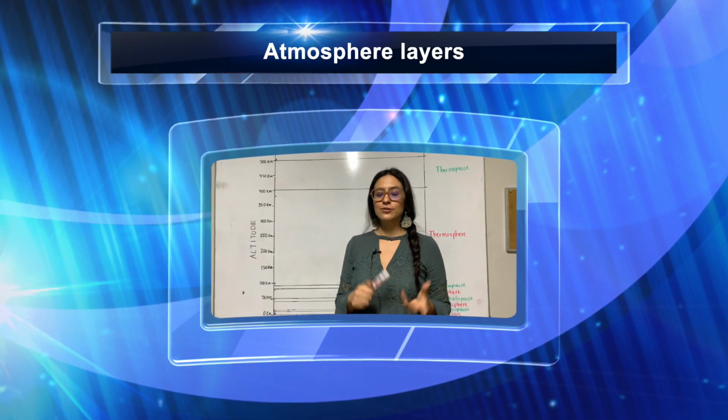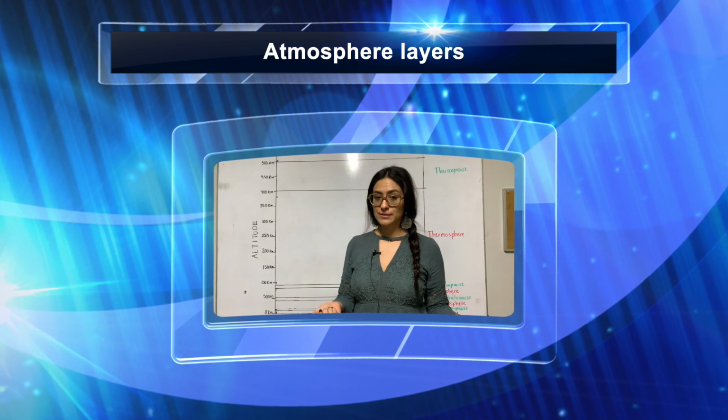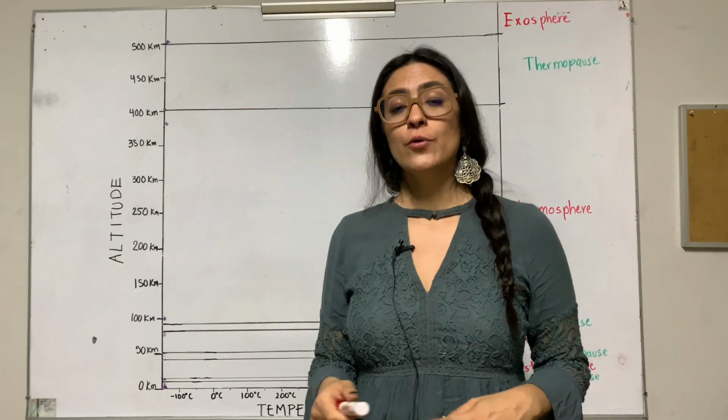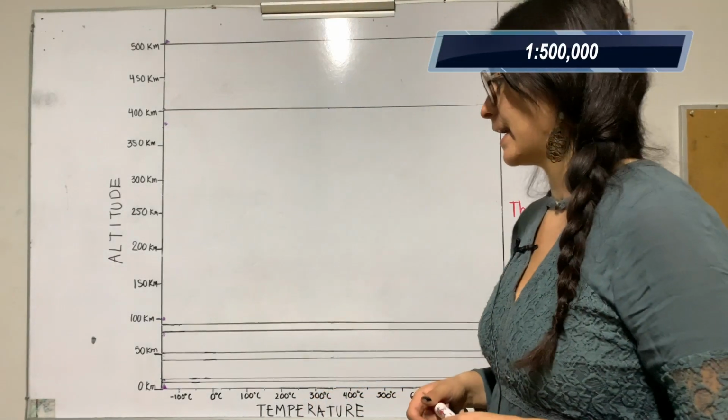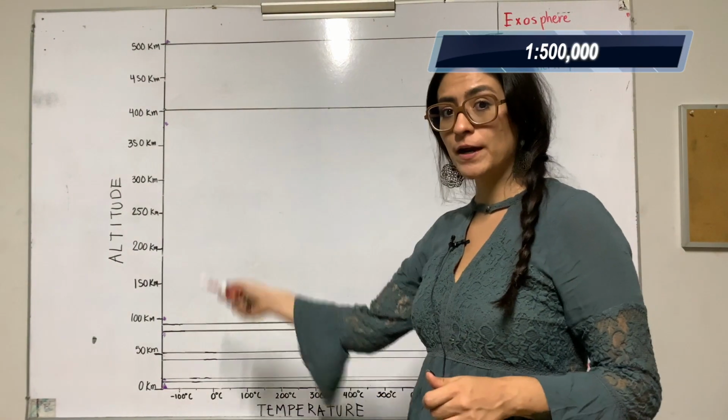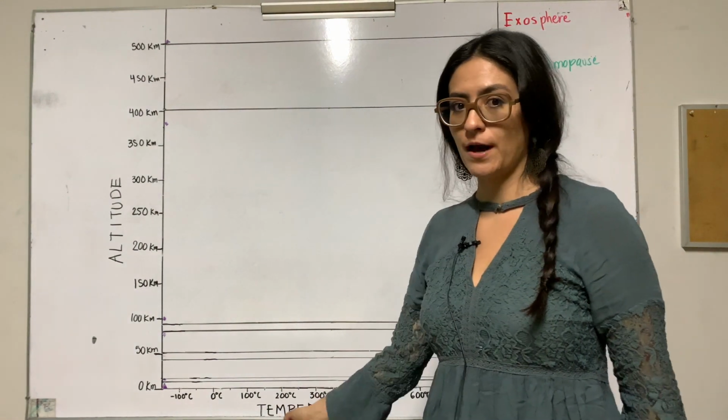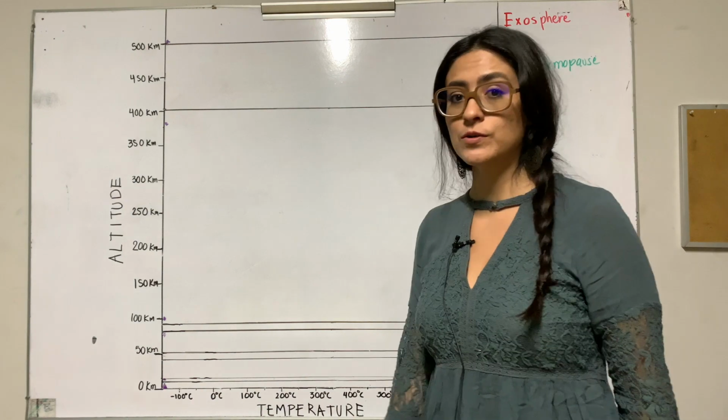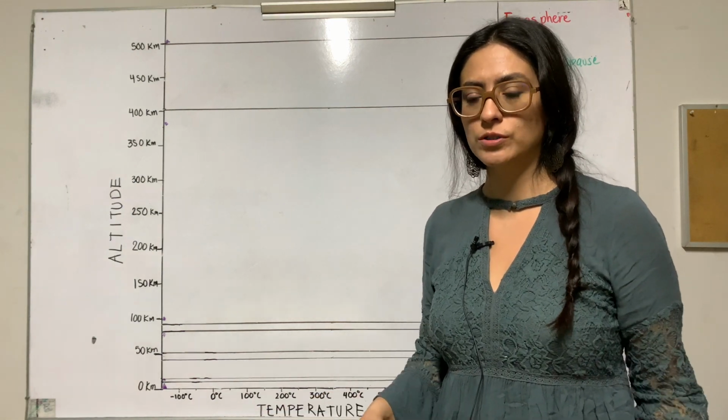Today we're going to talk about the atmosphere layers. And to do that, we're going to use this diagram to scale that has the altitude parameter and also the temperature parameter, because this one is very important to understand how layers work.